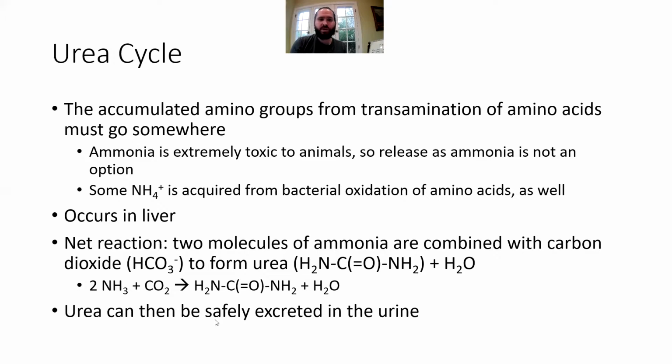Urea, on the other hand, can then be safely excreted in the urine. So urea, unlike ammonia, is very non-toxic. I think it has like a LD50 of like 15 grams per kilogram, which literally means that in order for 50% of a population of humans to die from urea poisoning, their bodies would have to be 15 grams per kilogram, which is 1.5% urea. So we're not going to encounter that problem where our body is 1.5% urea by mass.